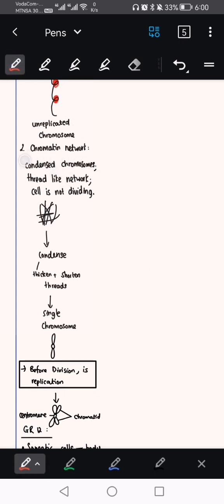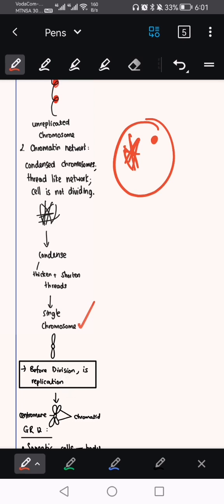Moving on, we obviously know about the chromatin network. When we look at the structure of the nucleus, you have your nucleolus, your nucleoplasm, your nucleopores, but inside there is this thread-like network which is known as the chromatin network, and chromosomes appear in the form of chromatin network when the cell is not dividing. But when the cell is starting to prepare for division, that jumbled up chromatin is going to thicken and shorten, and it's going to form a single chromosome. Note I didn't use unreplicated. Single chromosome is fine.